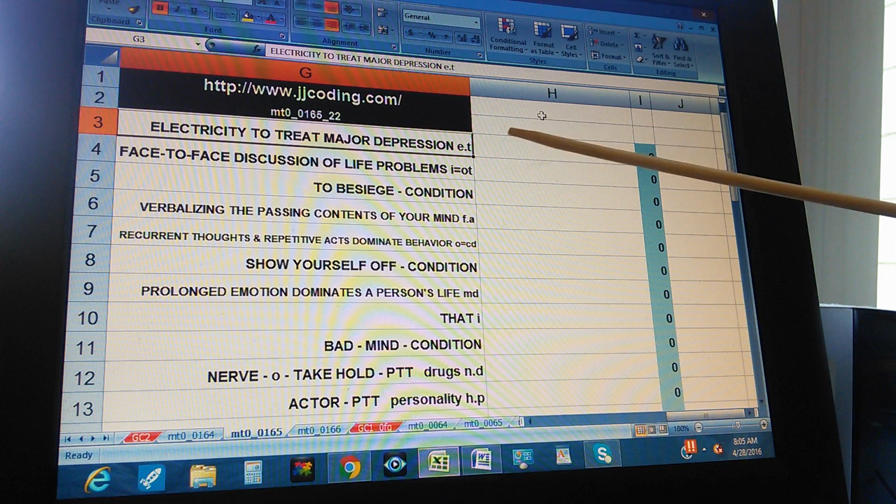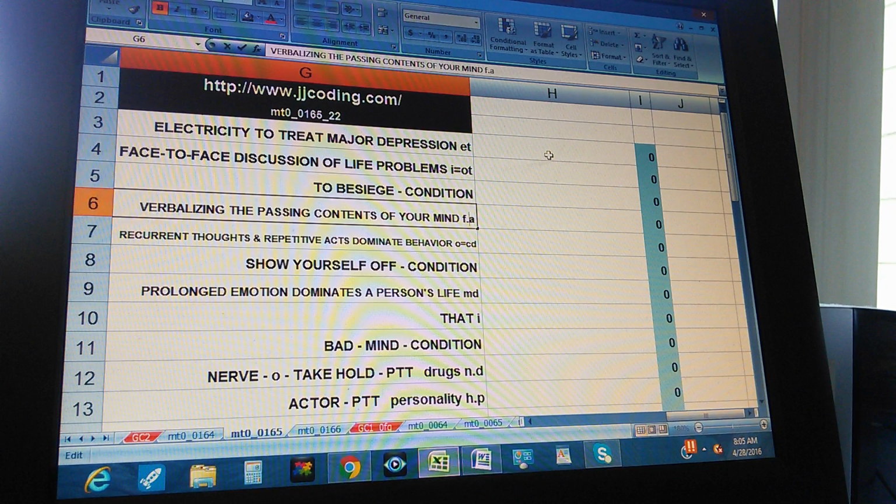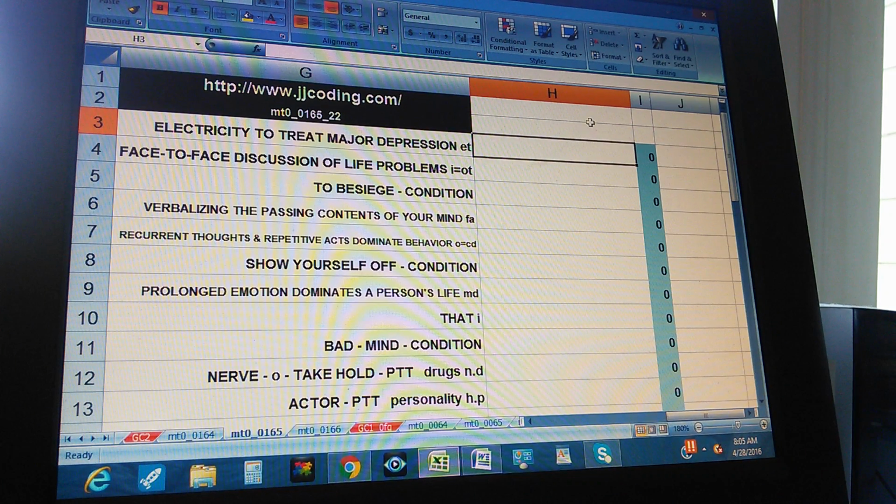Okay, now we're going to do the second one. The code for it is MT0165-22. First we're going to give you the screenshots of all the words. 1, 2, 3. Okay? Now we're going to do the difficult ones.